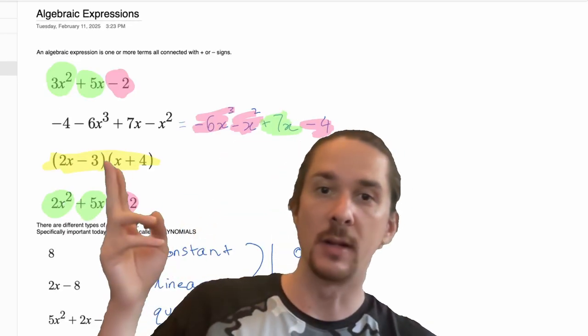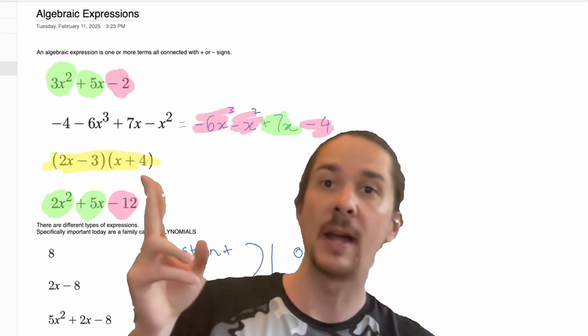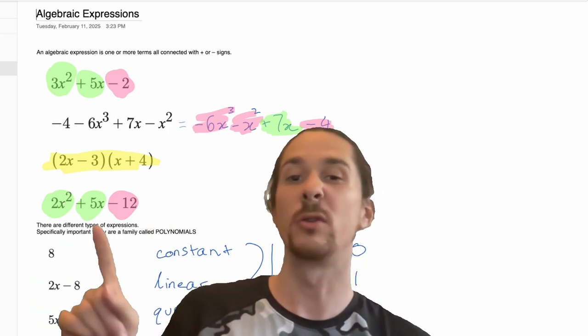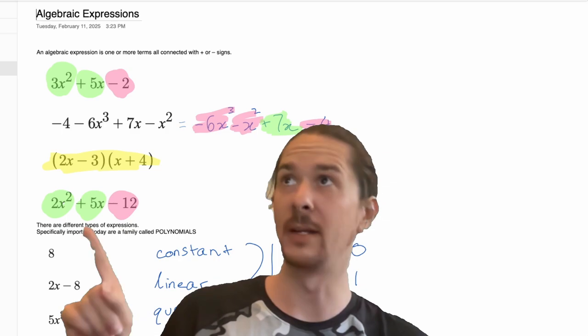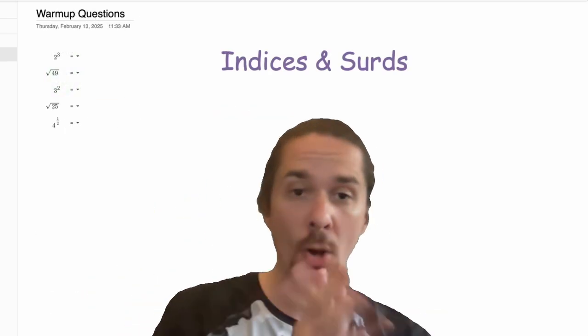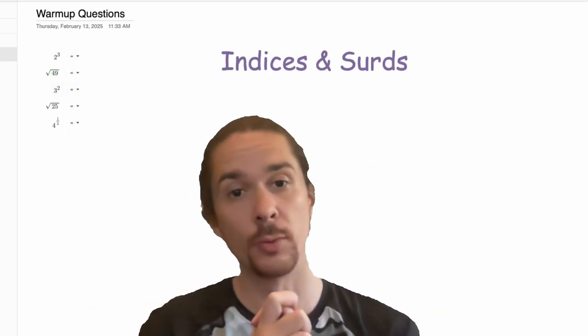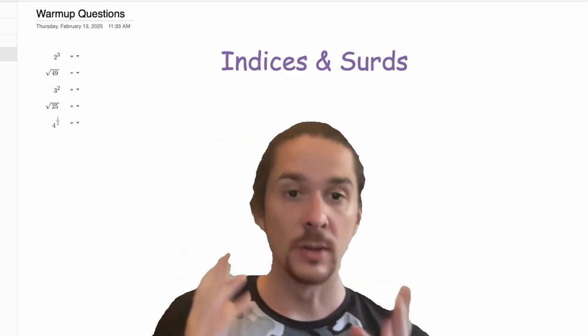So in our last lesson, we were looking at algebraic expressions and we were focusing on expanding brackets and also factorizing, particularly factorizing quadratics. We looked at both monic quadratics and non-monic quadratics. So hopefully you had a chance to go through the practice exercises, treat it like a test, and check your answer. Today, we're looking at indices and surds.